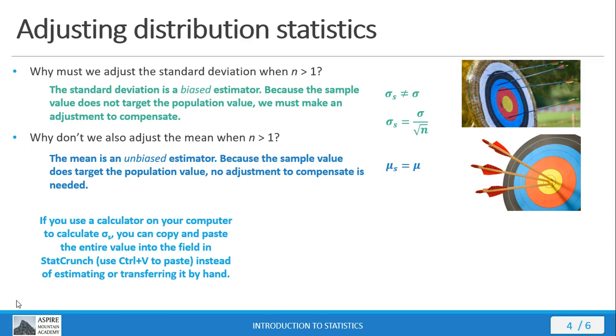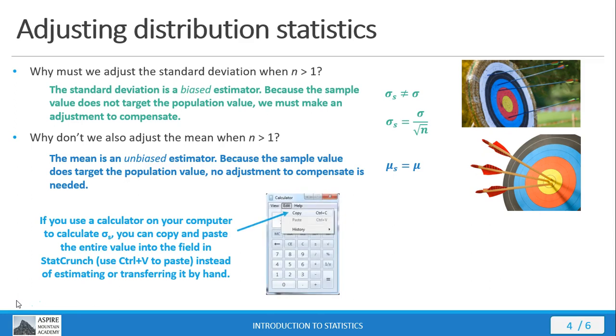Now, here's a little trick. If you're using a calculator on your computer to make your adjustments to your standard deviation, just copy and paste the entire value into the field in StatCrunch. Okay, so if you go into your calculator, there's usually some copy feature, or you can just select the value there, and then on your keyboard select Control-C, and then you just go into the field in StatCrunch, hit Control-V, and it'll just paste that value right in there. You don't have to worry about missing a digit here and there, or having some other error in translation from the one field to the other. You can just instantly copy it over, really quick and easy.